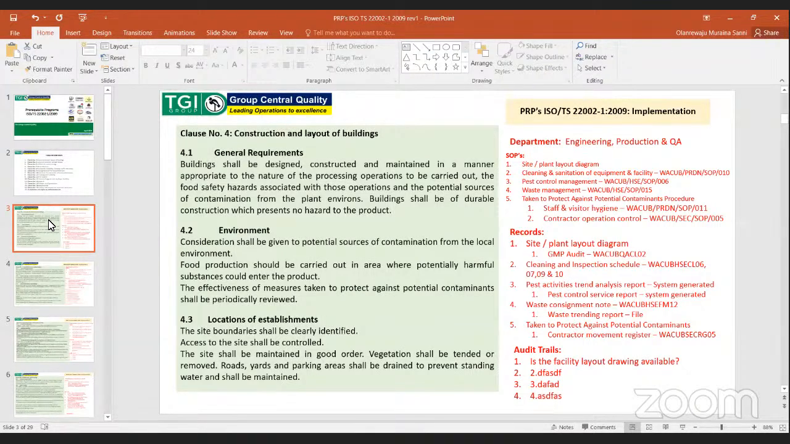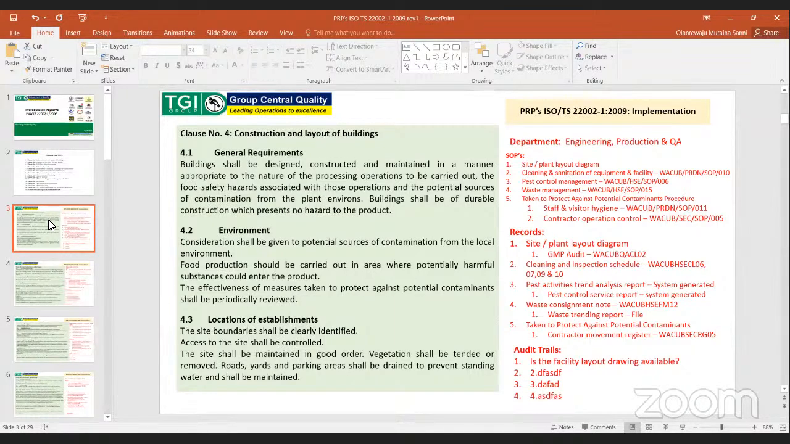and layout. Then we also have cleaning and sanitation of our equipment and facility, which we have a procedure in place, which is WAKIB PRDN SOP number 10 for cleaning. We also have a pest control management in place, which is WAKIB HSC SOP 06. We also have a waste management procedure in place, which is WAKIB HSC SOP 015.